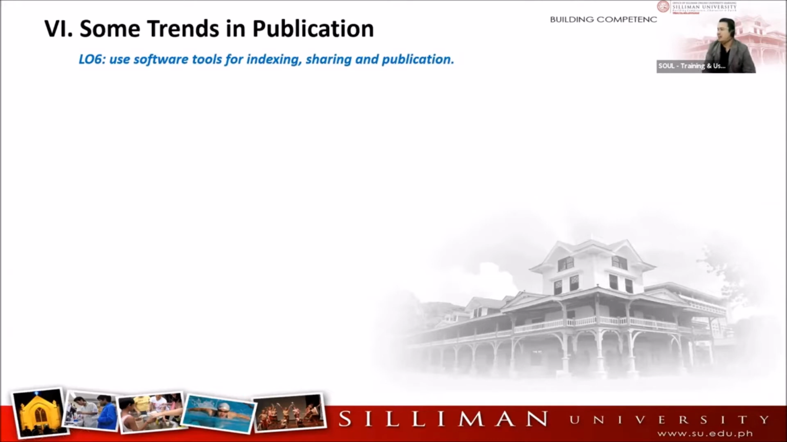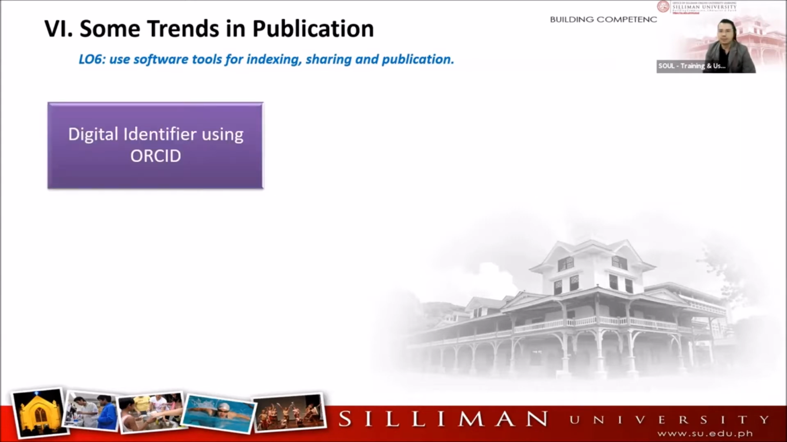Some trends in publication: use of software tools for indexing, sharing, and publication. First, a digital identifier using ORCID. In the world of research and publication, a DOI is an ID number for a paper, a digital object identifier. There is now also a so-called digital identifier for researchers, and it is called ORCID. And we should get our ORCID number so that we are not left behind.